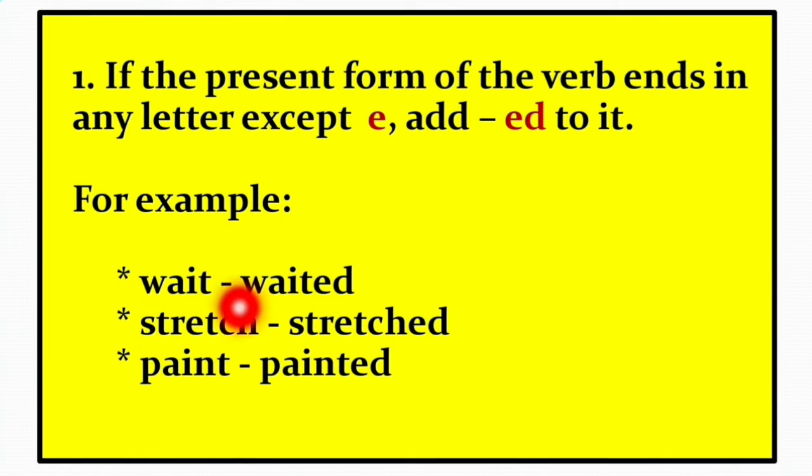As I told you, we have to have the verb and then make its past form. So here is wait, and the past form of the verb is waited. In the rule it is given that any word ending with any letter except E, if there is E, then there must be another rule. But if there is no E, we have to add ed to make it past. So wait becomes waited, stretch becomes stretched, paint becomes painted. So this is the first rule, that if there is any consonant letter at the end, except the letter E or any other letter, then we have to add ed to make it past.